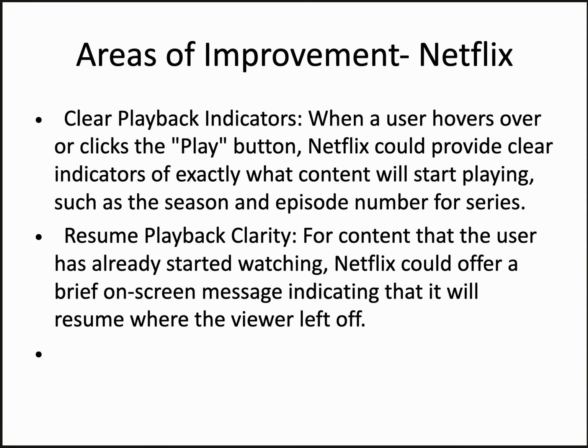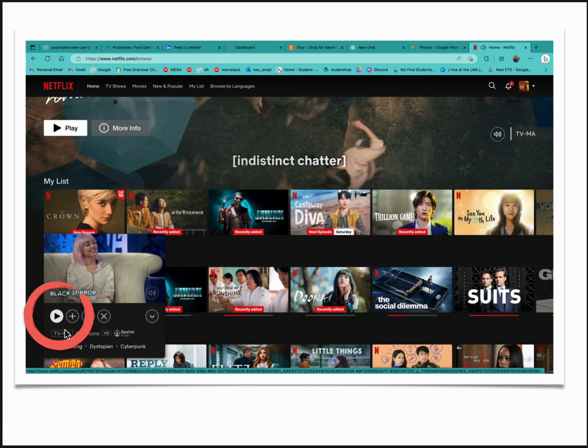Recommendation for improvement, Netflix. When a user hovers or clicks the play button, Netflix should provide clear information. So every time I hover, it should say which episode is going to play, which season. Resume playback clarity: for content that the user has started watching, Netflix could offer a brief on-screen message indicating that it will resume where the viewer left off. So here I can see it just has a play button, nothing else, and it's similar for a lot of other series as well, except for movies.